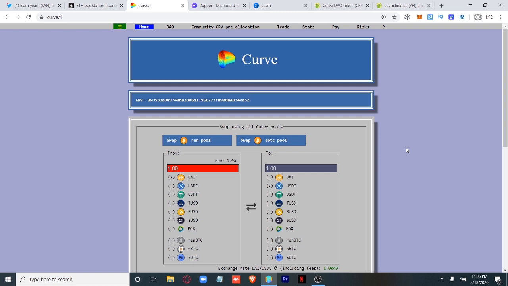Now the Curve token, why does it matter? Governance tokens, basically how they work is, if you hold the governance token of a particular protocol, you own a piece in the decision making of the protocol. Decision making basically means how you decide the protocol will go in the future. For example, if Curve puts out an improvement proposal, the founders ask the community to vote on those proposals, and if the community votes for or against those proposals, they are implemented or not implemented.